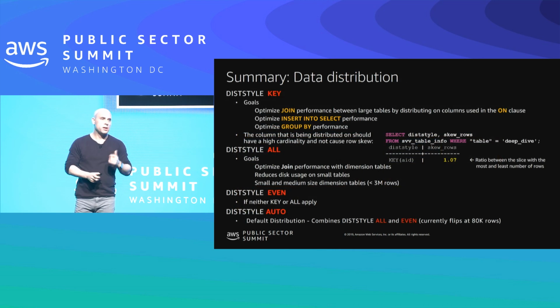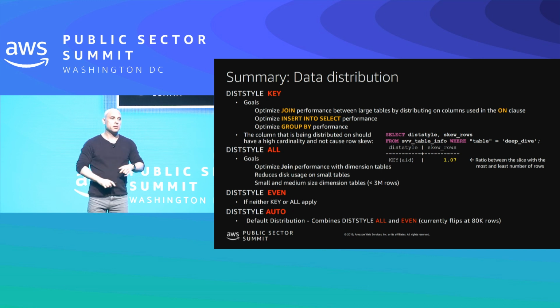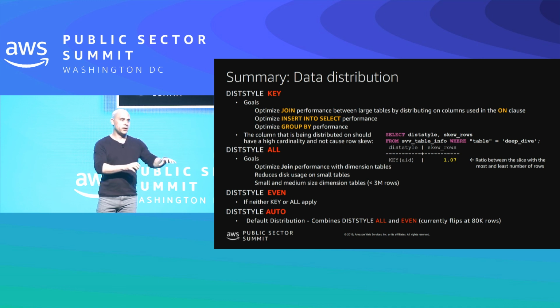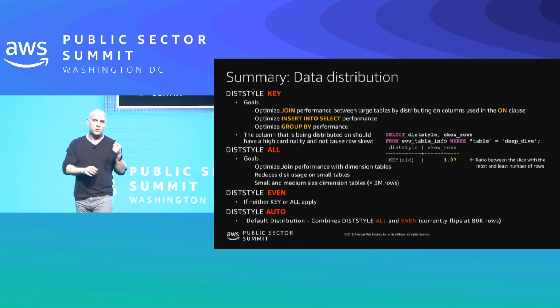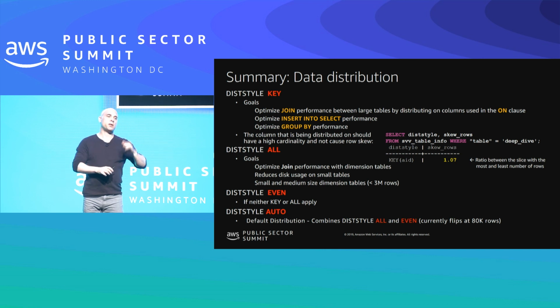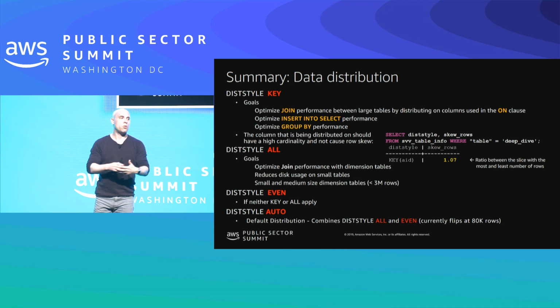So just to recap, diststyle key. We use this with joins. So the idea here is if I have 2 really large tables, we want to co-locate the rows that we're joining onto the same slice. So with the ON clause in your SQL, where you have those 2 columns that you're going to be doing the join on, if both of those are the dist keys, that will make the join significantly faster. Now, one catch is we don't want to cause skew of the data.